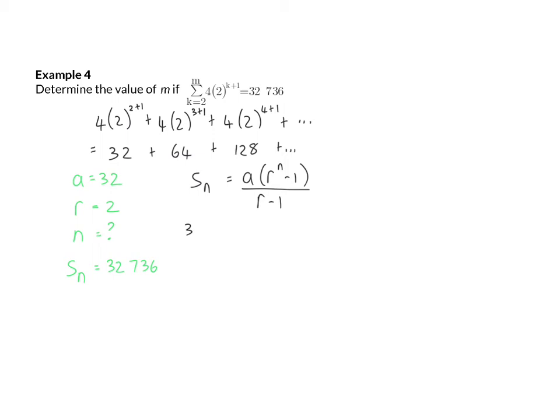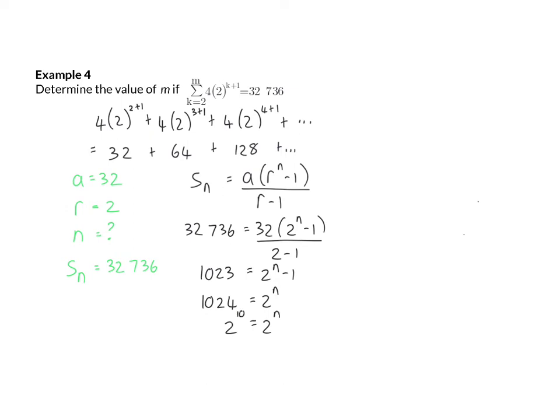We know the sum, the value of A, the constant ratio, and once again the constant ratio. We now use algebra to solve this. So now we are going to rewrite 1024 as 2 to the power of 10, and this means that the number of terms that we add up will be 10.